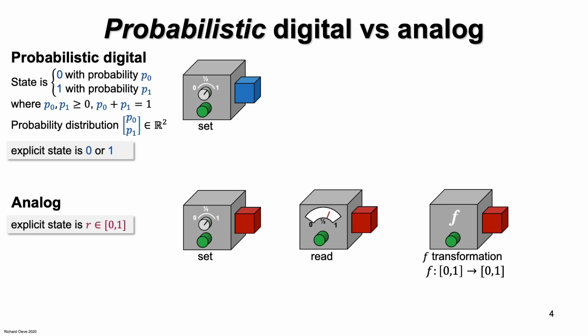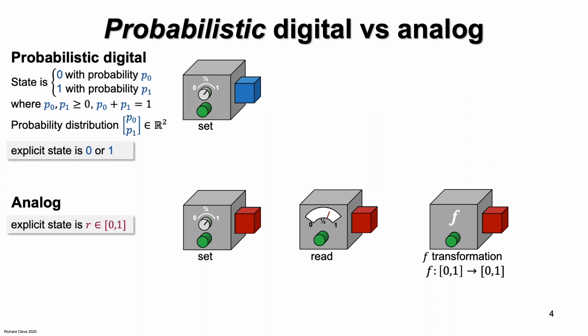Notice that the probabilistic digital model has an analog flavor. There is a continuum of possible probability distributions. But although the set device for analog and the set device for probabilistic digital are superficially similar, after all, they both have a dial selecting a value between 0 and 1, what they actually do is very different.